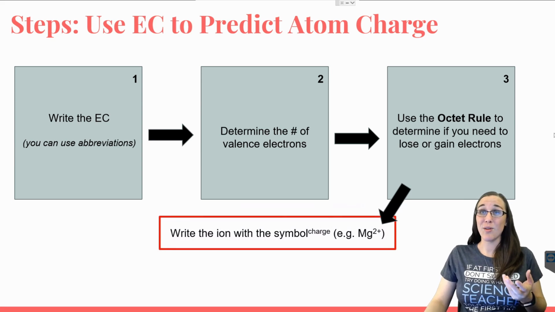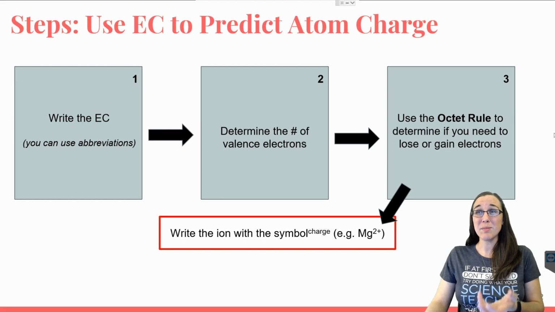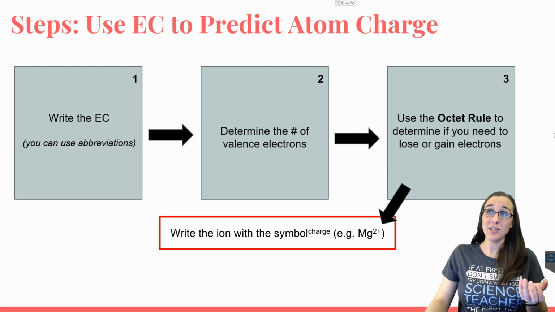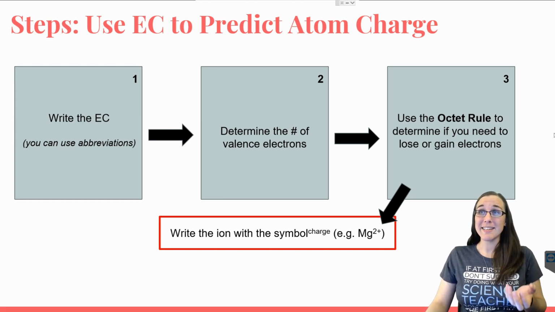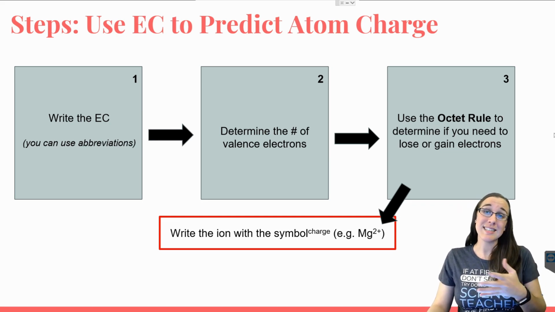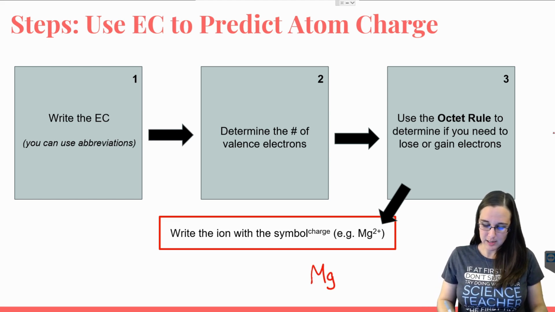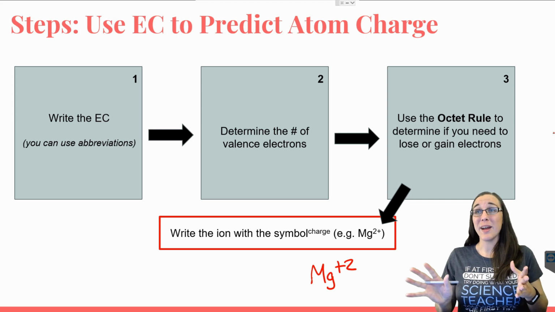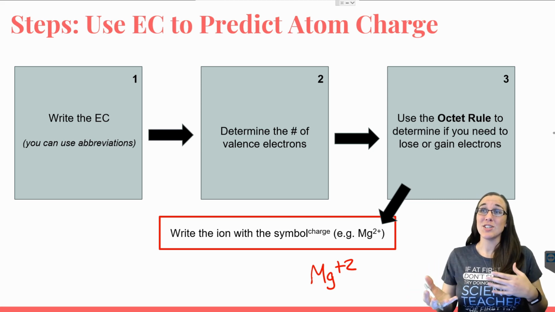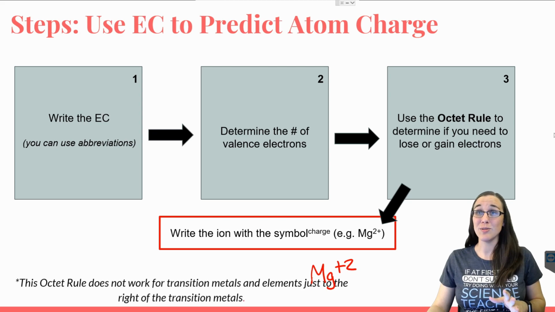So the way you would then write the charged atom is by writing the symbol of the atom with the charge in its exponent. My example for you is magnesium. Mg is the symbol, +2 is the charge, or 2 plus, it doesn't matter which way you write it. So you could also write it as Mg +2. Either way is fine. It's indicating that there's a charge there. That's just how you could write it. We're going to go through how to do that.